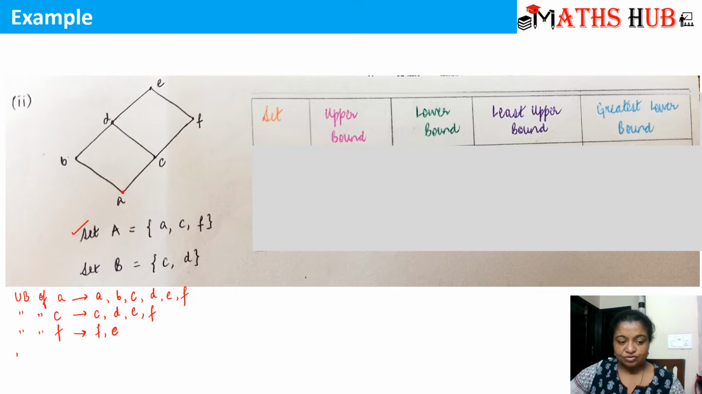So now let us choose who are the upper bounds of set A. So the common elements are F and E. So we have 2 elements, that is E and F, right?